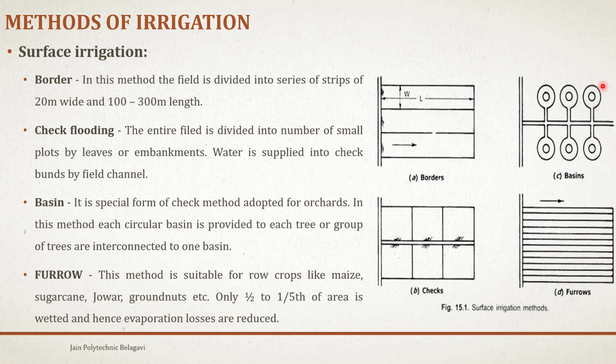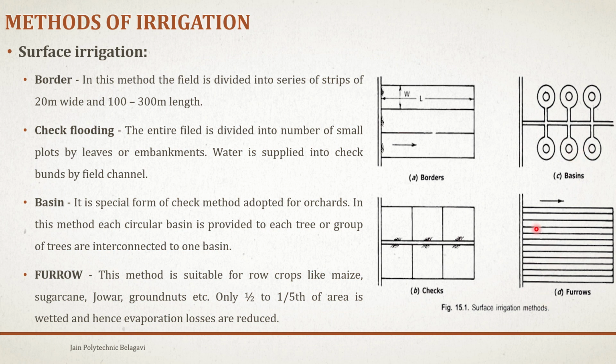First one is borders, as I explained, 20 meters wide and 100 meters length. Next, this is the basin. This is the checks. This will be the main channel, and along this will be the sub channel, and we will be leaving the water through one side. Similarly, in basins, this will be the main channel, this will be the sub, and again we will be dividing the sub channel into distributor channels, and we will be sending the water to the respective areas.